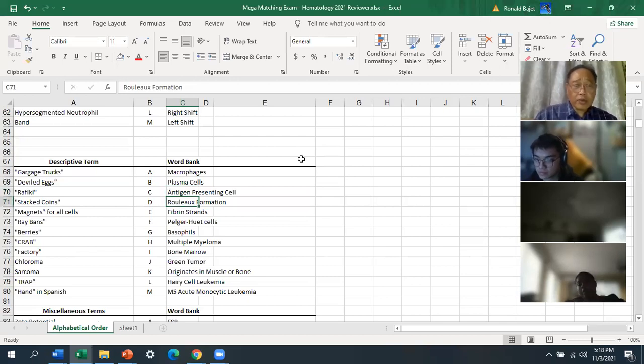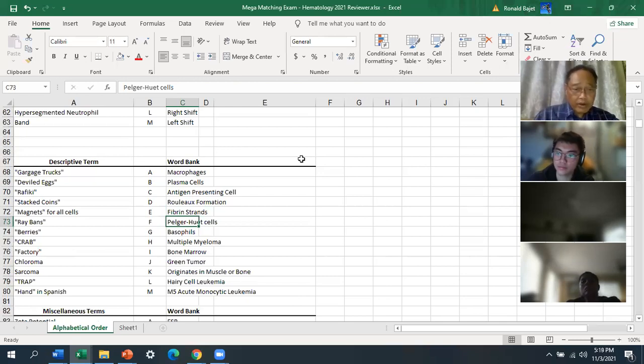Stacked coins is a term to describe rouleaux formation. Magnets, remember when I talked about fibrin on the peripheral smear. Fibrin are magnets for all cells. If you take a clot from a serum tube, that clot is one single clot, and it's just all fibrin. What it's done was collect all the RBCs, platelets, everything, and make it into one giant clot. So the fibrin strands are magnets for all cells, and that's why you get inaccurate counts when you have a clotted specimen.